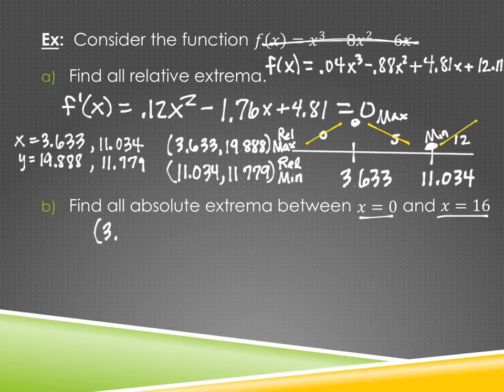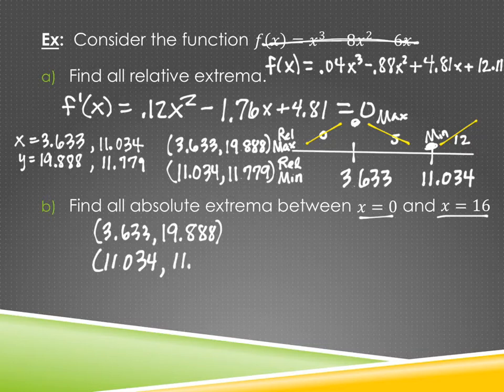So one of your options is 3.633, comma 19.888. You have 11.034, comma 11.779. But you're also supposed to test the endpoints, namely 0 and 16. So we're going to take the 0 and plug it into the original equation and find out what the y value is. Our calculator still has the original equation in it, so we can use the table in our calculator to do that.